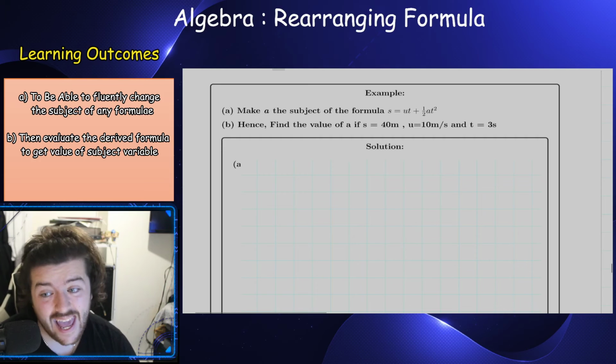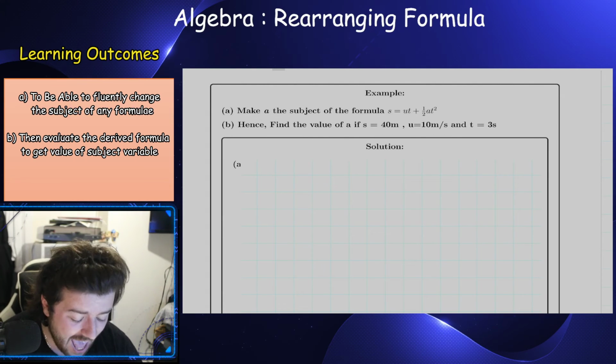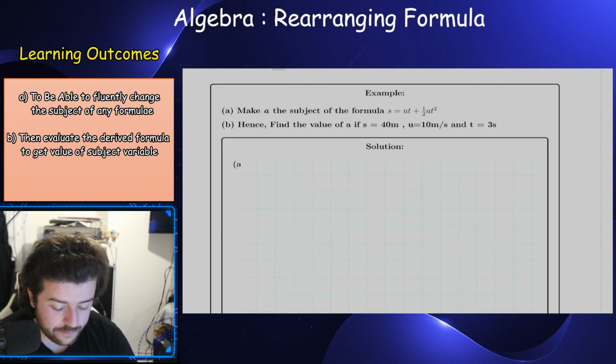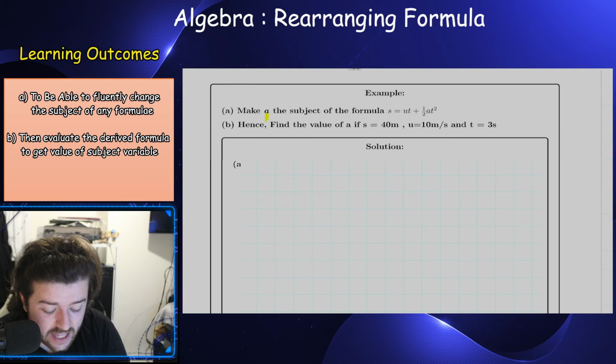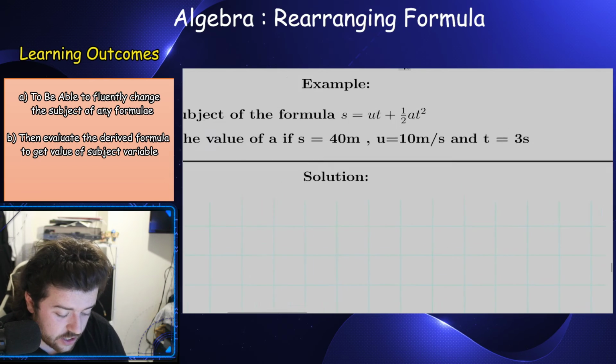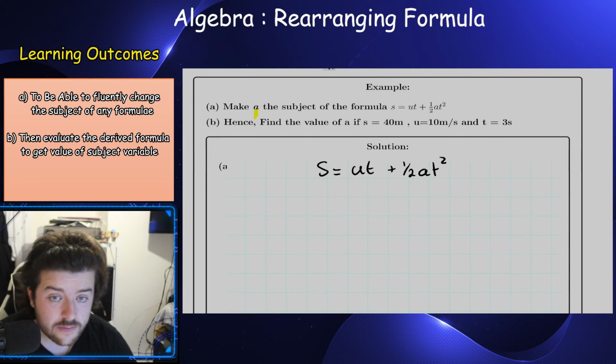So, sorry about that. Make a the subject of the formula s equals ut plus half at squared. Right. So make a the subject, i.e. get a on its own. So I'm having a look at the initial formula. I'm just going to write it here to make it clear. So s equals ut plus a half at squared.